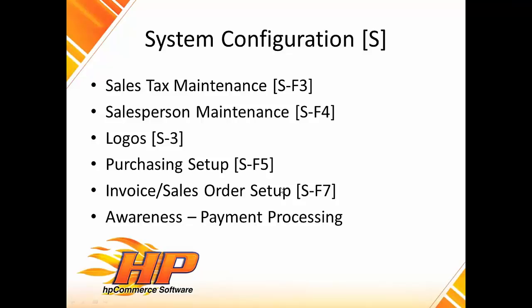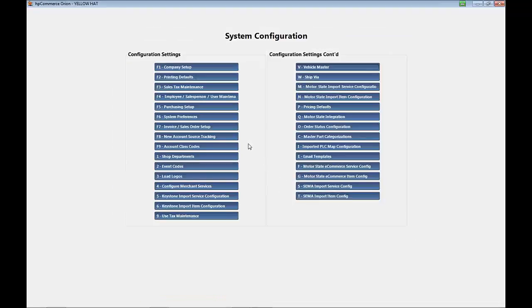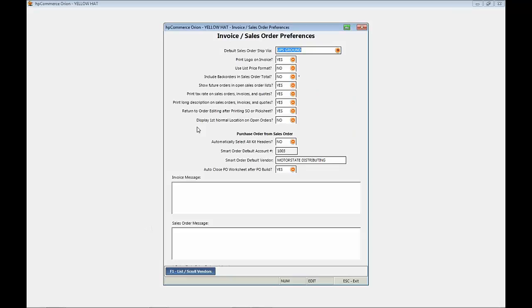The other item that you'll want to go into and make changes to before you get started is invoice sales order setup. So let's go over there. From the System Configuration menu, go into Invoice Sales Order Setup. And once again, if you want to print a logo on an invoice, you can say yes if you've provided a logo.